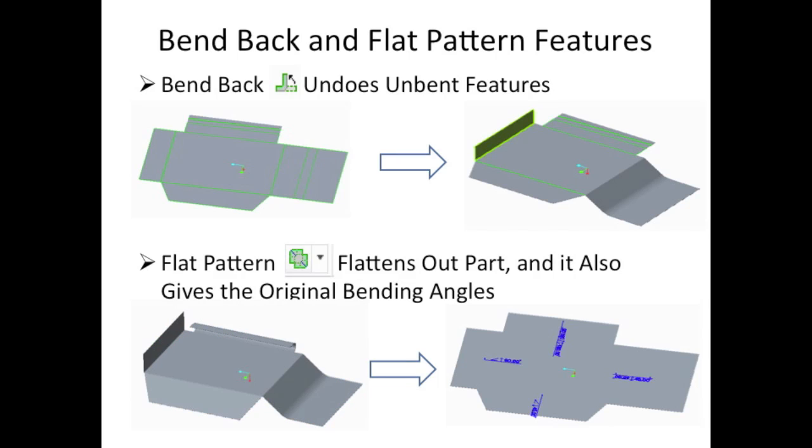Bend Back and Flat Pattern features are relatively simple. Bend Back simply reverses the unbent features done earlier. On the other hand, the Flat Pattern feature flattens out the part, while it also displays the original angles.